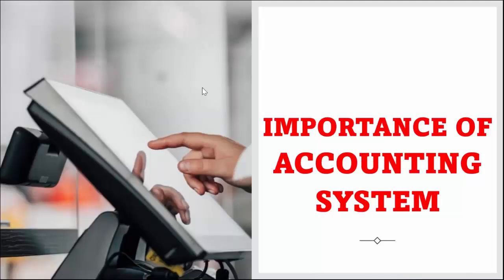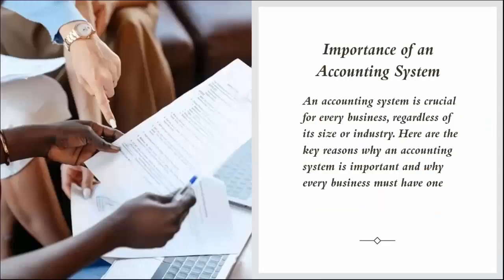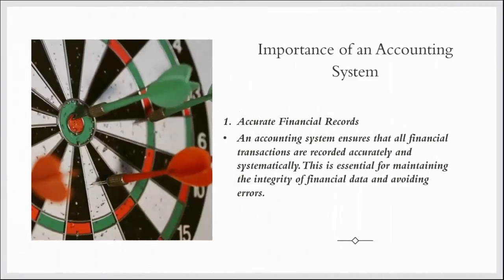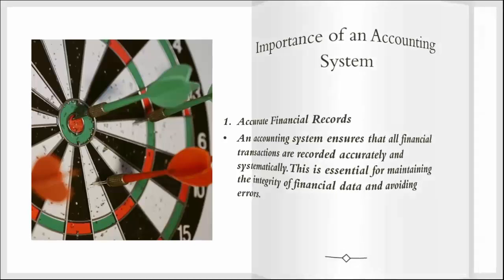An accounting system is crucial for every business, regardless of its size or industry. Here are the key reasons why an accounting system is important and why every business must have one. Importance of an accounting system. 1. Accurate financial records. An accounting system ensures that all financial transactions are recorded accurately and systematically. This is essential for maintaining the integrity of financial data and avoiding errors.